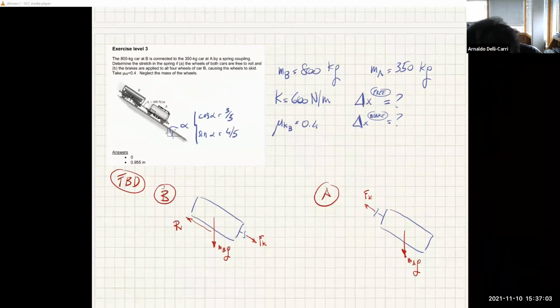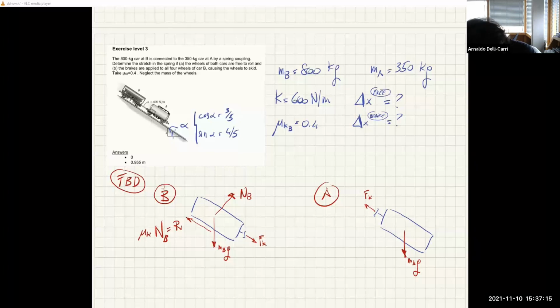This R is, of course, mu k times N B. And of course, we also have the N B and N A here. And the axes, let's say that this is the y-axis and this is the x-axis. And the same thing here, this is the y-axis, this is the x-axis.